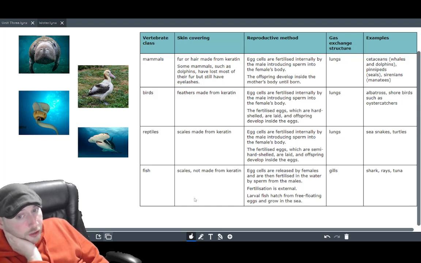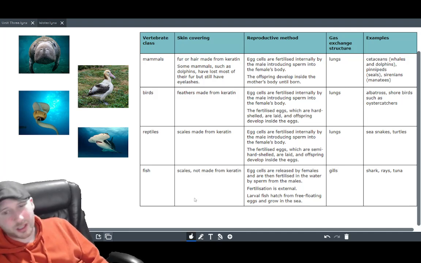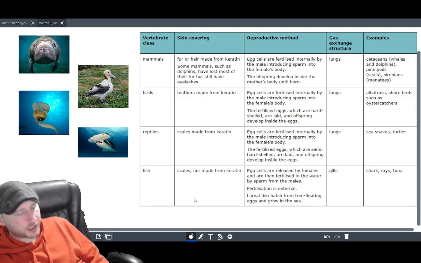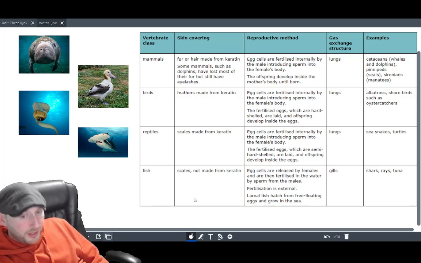Now, the larval fish hatch from free floating eggs and grow in the sea. So the eggs, kind of like with birds and reptiles, are kept externally, which would make sense because they were fertilized externally in the first place. They have to be protected. They have to be looked after. They have to be kept at the correct climatic temperature, and then we get baby fish. Nice. Now, gas exchange is much simpler.